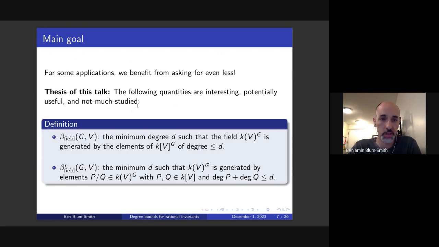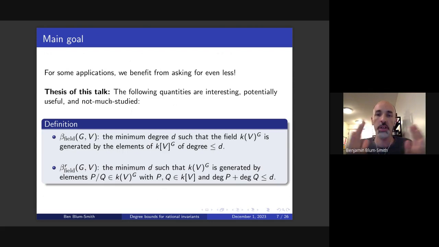So here are the numbers. Beta field: this is the minimum degree such that you've collected enough polynomial invariants to generate the field of rational invariants as a field. And rational beta field, or beta field R, which is the minimum D you need such that, if we define the degree of a rational function to be the sum of the degrees of its numerator and denominator, now we let ourselves use rational functions to generate the field too.